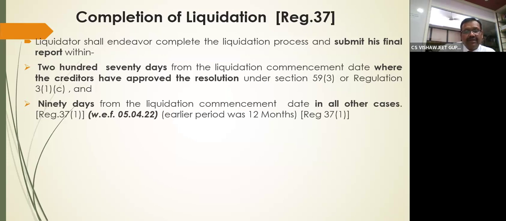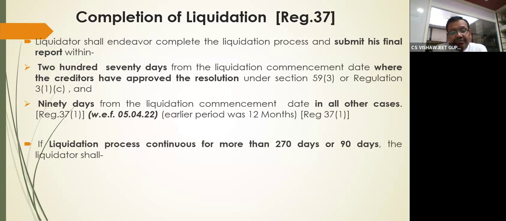This is with effect from 5th April 2022. Earlier, the period was 12 months. Now, if the liquidation process continues for more than 270 days or 90 days, then what will the liquidator do?